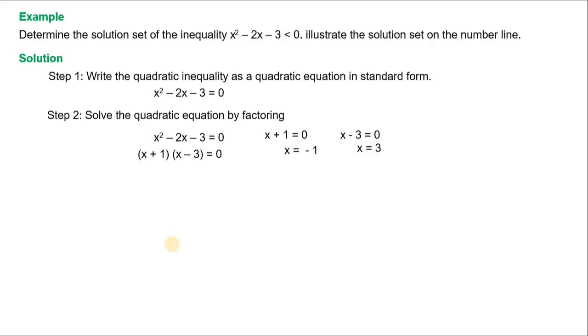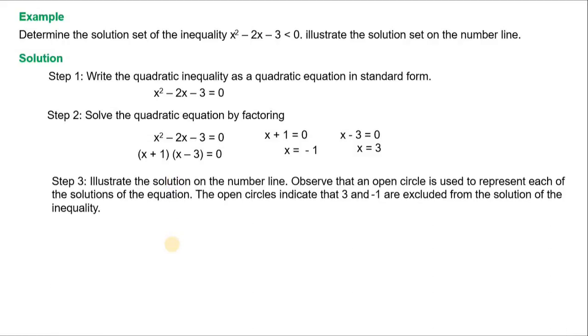So negative 1 and positive 3 will be our boundary. Okay? So illustrate the solution on the number line. Observe that an open circle is used to represent each of the solutions of the equation. The open circles indicate that 3 and negative 1 are excluded. It means hindi kasama, okay, from the solution of the inequality.